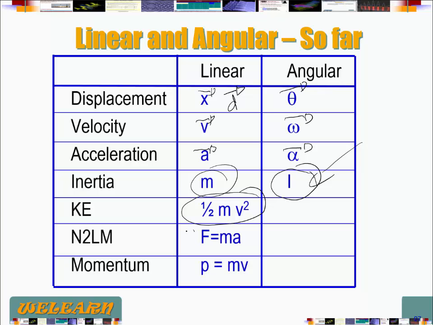Newton's second law says the sum of all external forces is equal to ma. And then we have learned that the momentum is mass times velocity. These are the quantities that we have learned in the past.